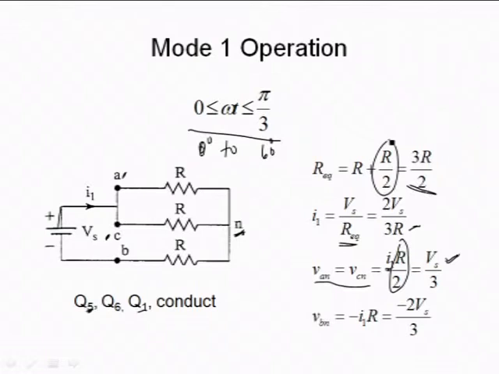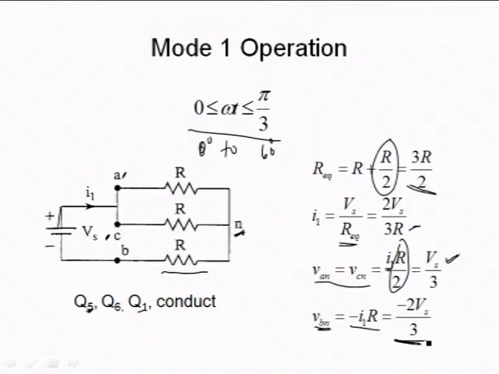Now, what is VBN? VBN is nothing but minus, because the current is flowing in the reverse direction; this is connected to the minus. So the current is minus I1 into R, and what is I1? We have found it here: 2 by 3 Vs by R. So R gets cancelled out. The voltage VBN is minus 2 by 3 Vs.